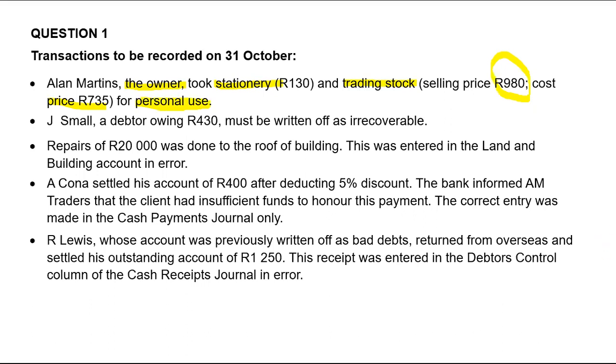When the owner takes any item from the business for personal use, it is regarded as drawings. If the owner takes money from the business, it will be recorded as drawings in the cash payments journal. However, if the owner takes stationery and trading stock, you will notice that it doesn't fall under any of the traditional journals that we know. The only journal we can record this entry is the general journal.